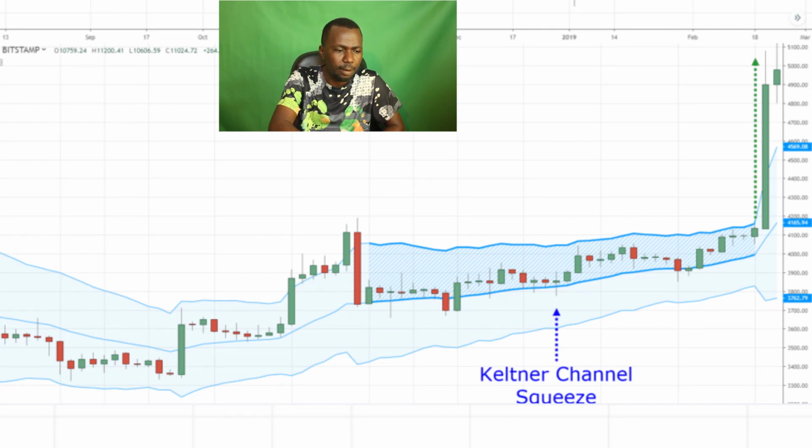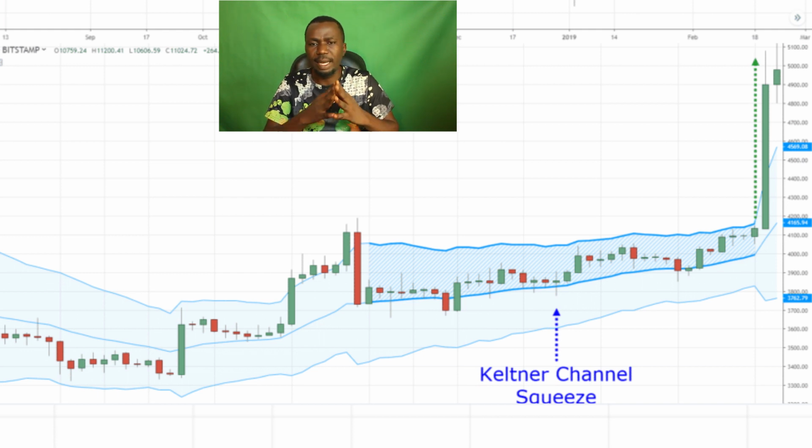So this is another example again. You can see the squeeze. Formerly, the price was having long candlesticks, then suddenly it begins to bring out smaller candlesticks, which tells you that the price is in a tight consolidation, or you can call it the Keltner channel squeeze. So look at how small the candlesticks are.